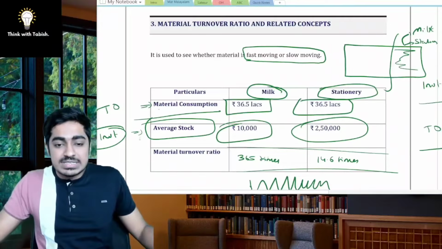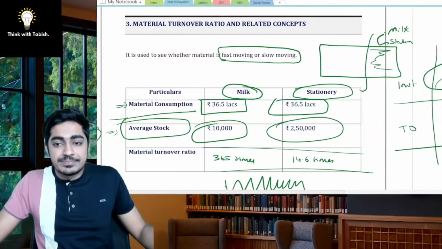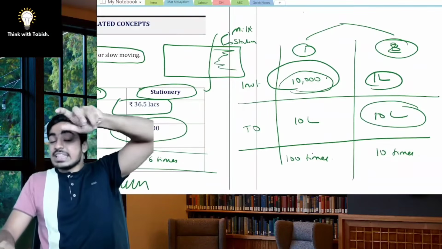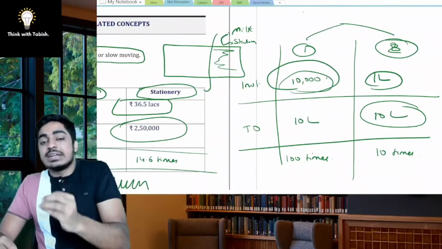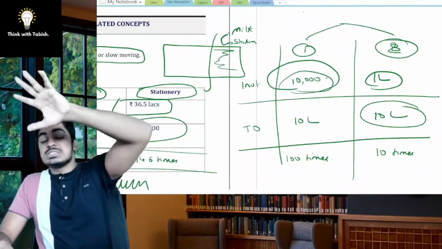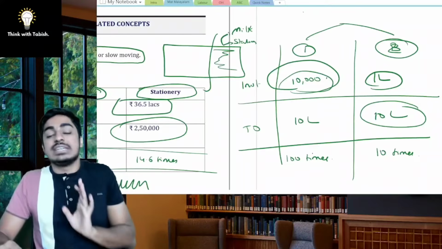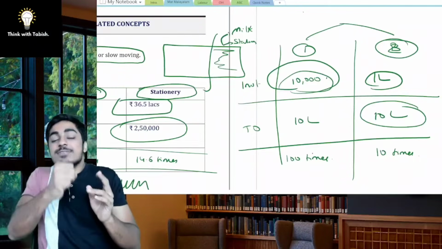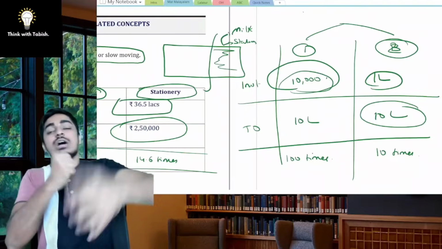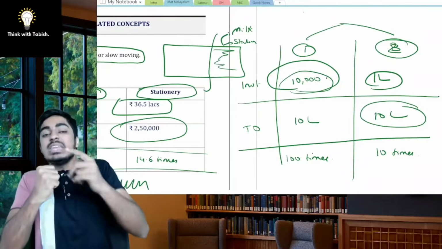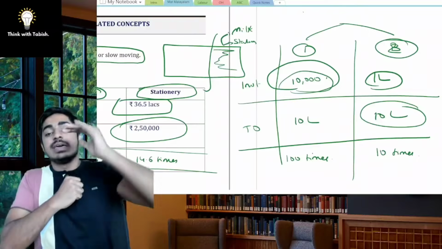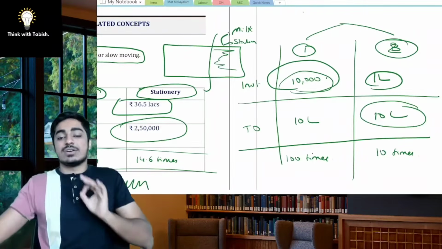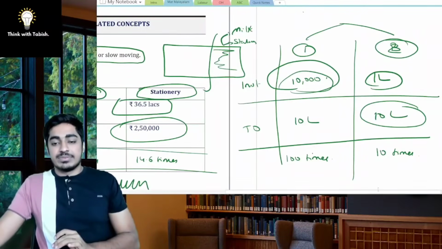Suppose I have two businesses. First business, using 10,000 rupees of investment, I can create a turnover of 10 lakh. Second business, I take 10 lakh rupees to generate a turnover of 10 lakh. Which is better? The first business, because with very little investment, I'm doing a very big turnover. So how many times have I rotated my investment? It is 10 lakh divided by 10,000, which gives me 100 times.